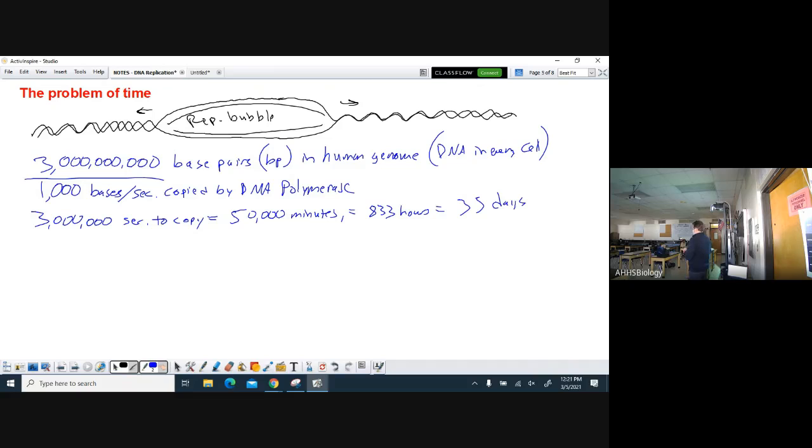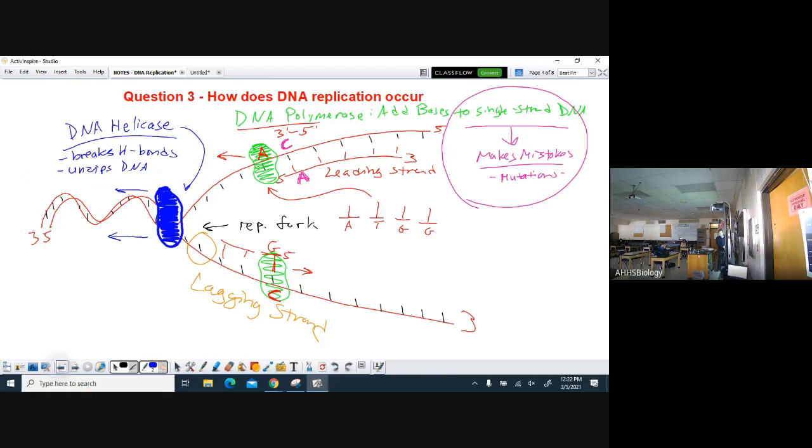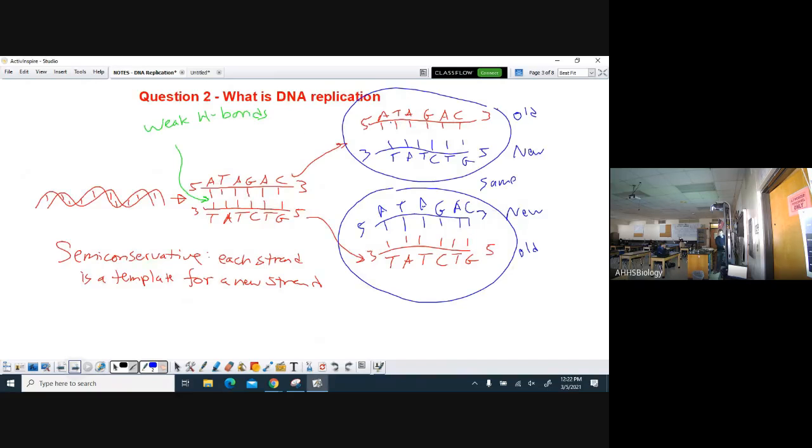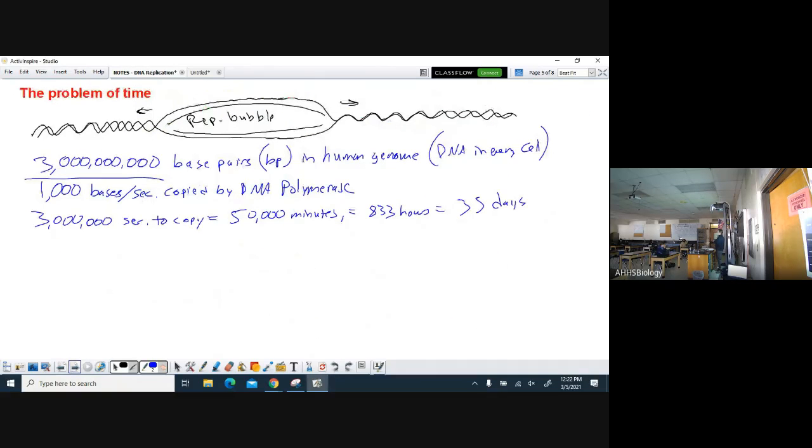Does that make sense? It does? No, because I feel like 35 days to heal from a small cell? Oh, no. Right? Because we said that DNA replication has to happen before cells can divide so that we can grow, heal, and reproduce. And now I'm saying it takes 35 days to copy DNA before a cell can divide. And those two numbers don't make any sense.